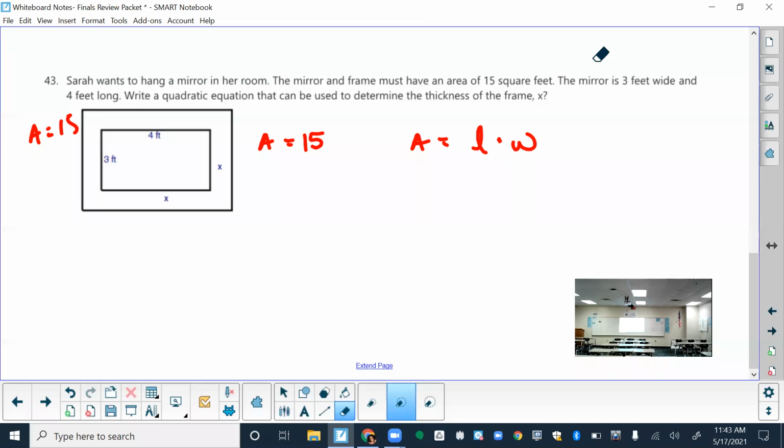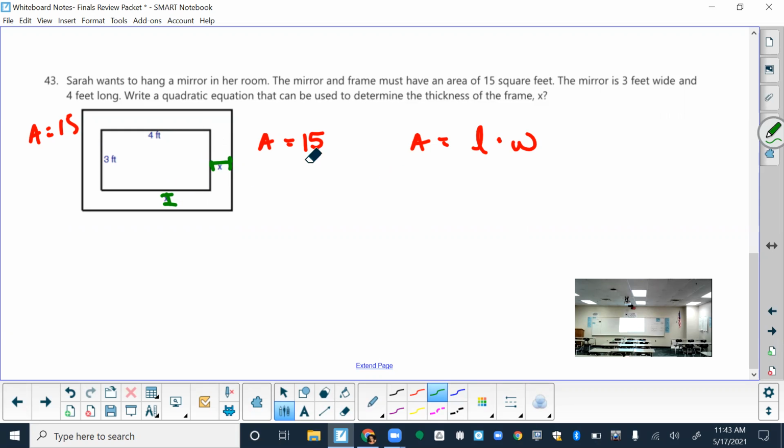All right, so here's the one that we ran out of time for in class, number 43. So what is going on here is that this diagram represents a mirror and a frame around it. So here's the inside mirror, here's the frame around it. I think that these X's here are kind of confusing because at first I wasn't sure what they were labeling, but they're actually labeling the length and width of the frame, right? So they're saying that the frame, from this distance to this distance is X, and then right here, this distance to this distance is also X.